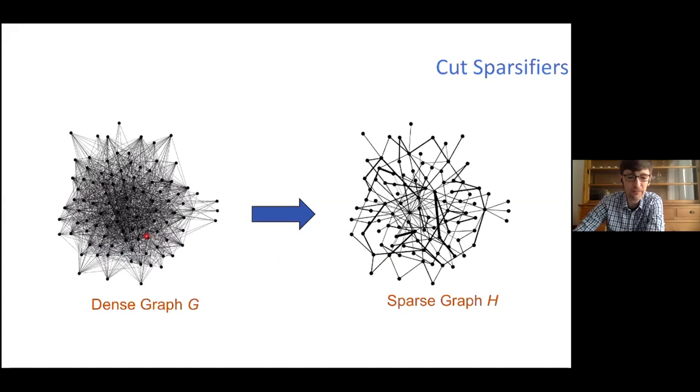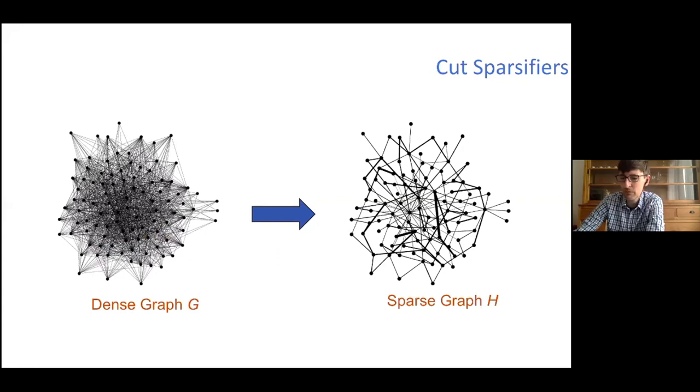In fact, this notion of sparse approximation of graphs is a broad topic. There is one interesting question for every interesting notion of approximation. For example, you get the notion of spanners if what you want to approximate are the shortest path distances. Here, the notion of approximation that we want to work with concerns how cuts are approximated.